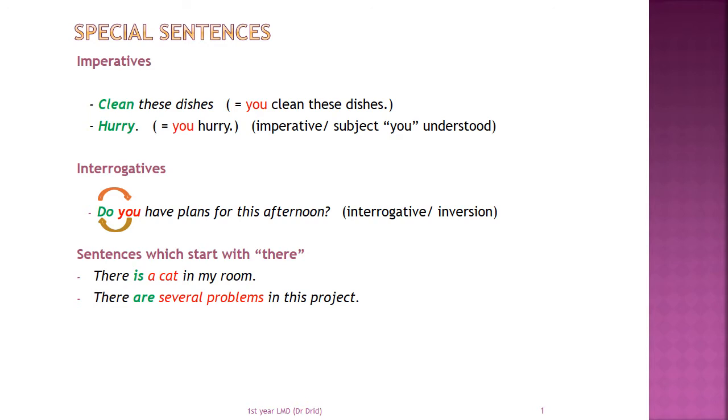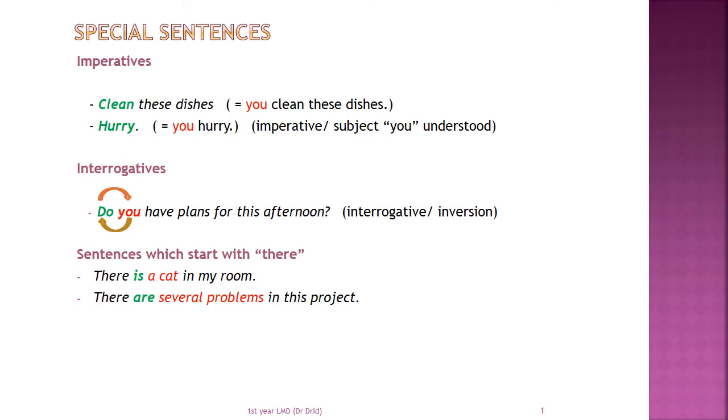We take the first two sentences. They are imperative. Clean these dishes. Hurry, or hurry up. These are commands and sometimes requests. When you ask someone to do something, we notice that they start with the verb. You may ask, what is the subject? They are complete simple sentences. Here, the speaker means you clean the dishes and you hurry. So in the imperative sentence, the subject is always you. It is understood.